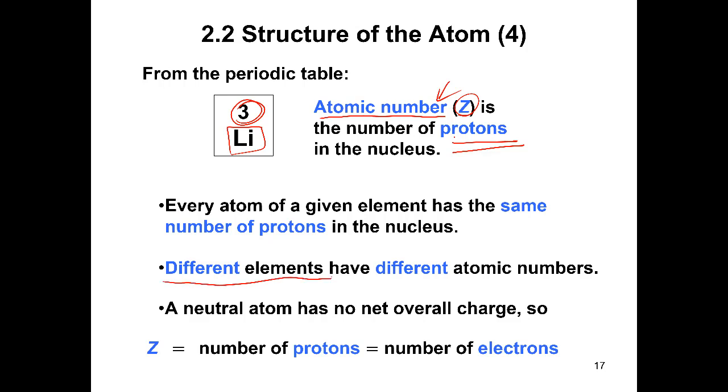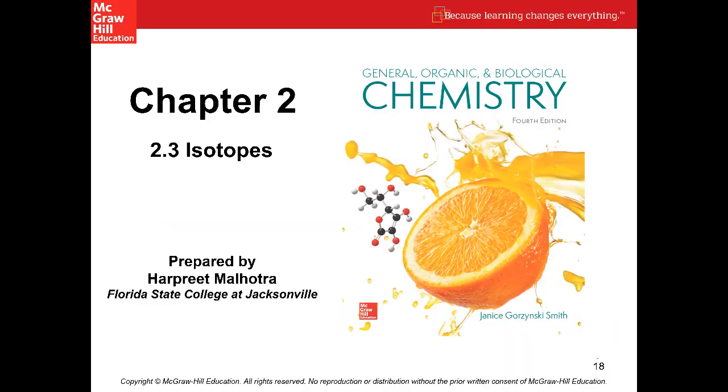So a neutral atom has no overall charge, and it's very important for it to be stable that that happens. And so your Z, or your atomic number, is going to have the same number of protons as electrons. So your pluses and your minuses are going to be equal, and they're going to come out to 0, which is a neutral charge. All right, and that's the structure of atoms.